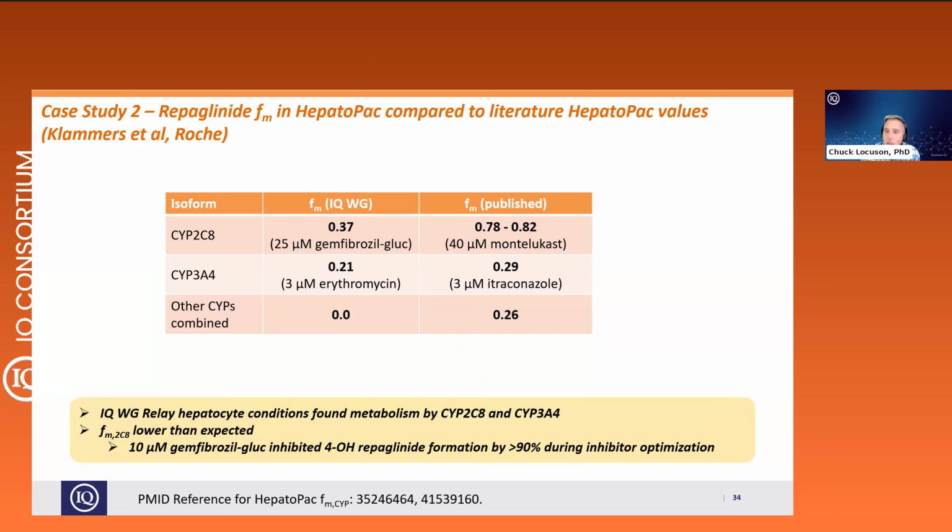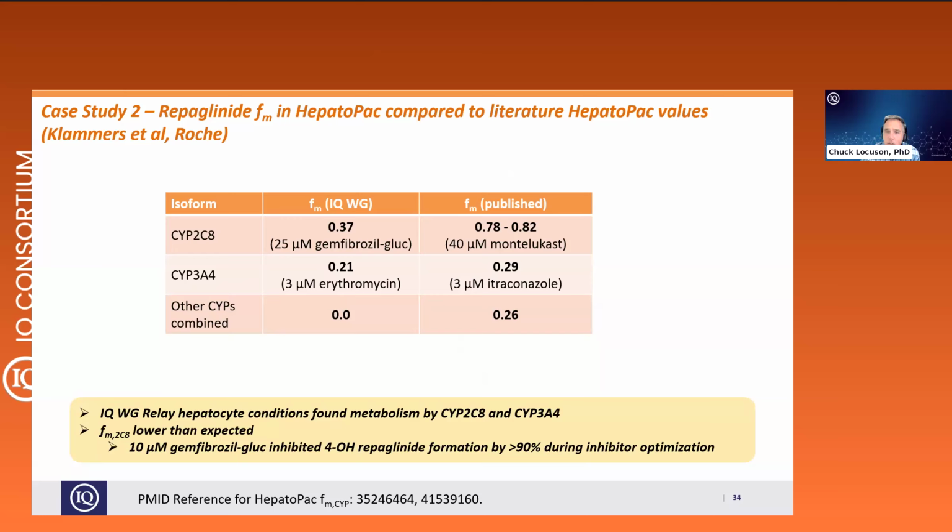But our 2C8 inhibitor condition suggested an FM2C8 value that was lower than what was reported in that other paper. And that other paper used a reversible inhibitor, montelukast. That's probably the only reason why we didn't use the same inhibitor, because as we described, we really wanted to focus on using irreversible inhibitors.